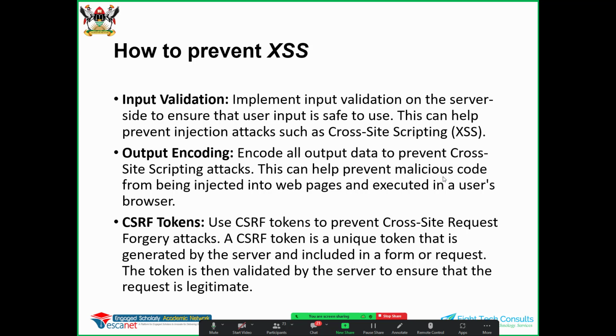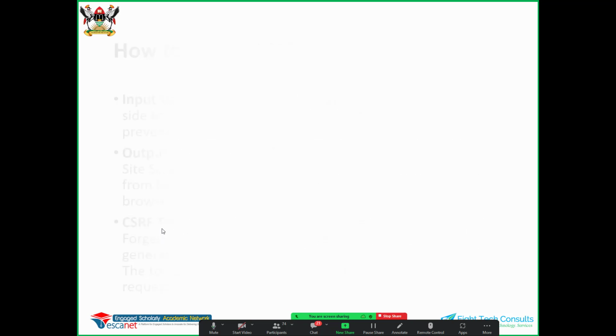Why? You know that someone else has tampered with your URL. So those are called CSRF tokens. So it's just like a handshake. You send something back and expect something the same to come back.